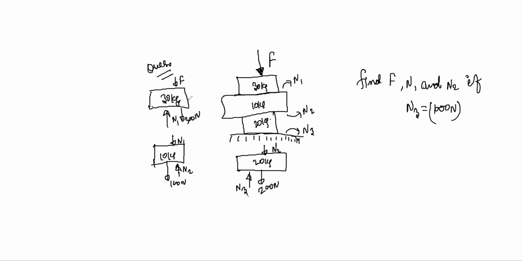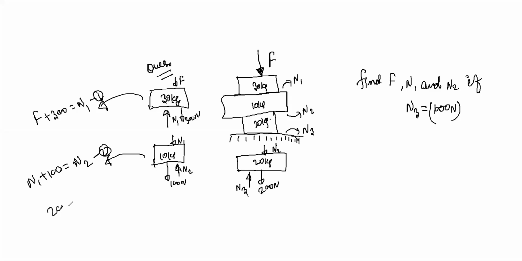So all are in equilibrium. So write the equation on this 30 kg. F plus 300 will be equal to N1. That is the first equation. Write the equation on 10 kg. N1 plus 100 is equal to N2. This is the second equation. Write the equation on 20 kg object. 200 Newton downward force plus N2 is equal to N3. This is the third equation.